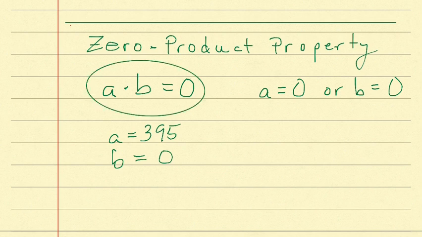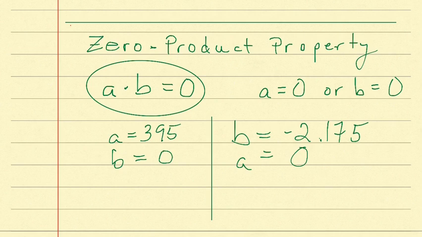B could be negative 2.175. If B equals negative 2.175, then A has to equal 0, because the product of those two numbers is 0.